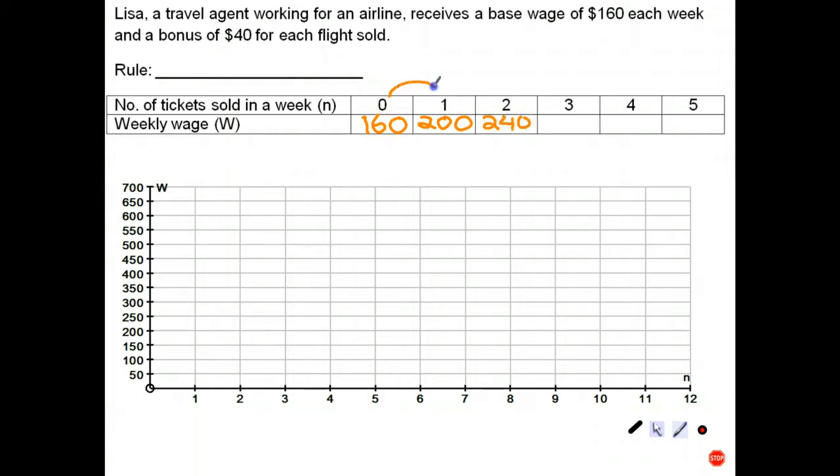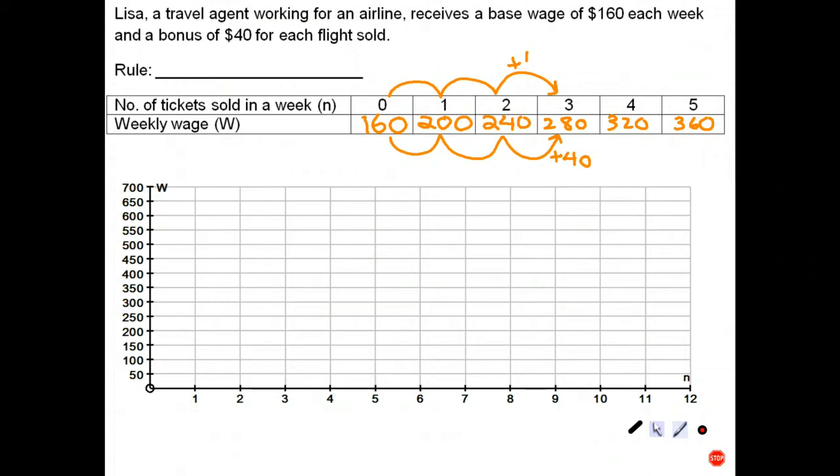Now, once again, these numbers are going up by 1 each time, and these numbers are going up by 40 each time. So that's going to be 280, 320, 360. And working out how much the Y numbers, or in this case the W numbers, change when the X numbers, or in this case the values of N, change by 1, turns out to be useful when we're trying to find the equation or the rule later on.